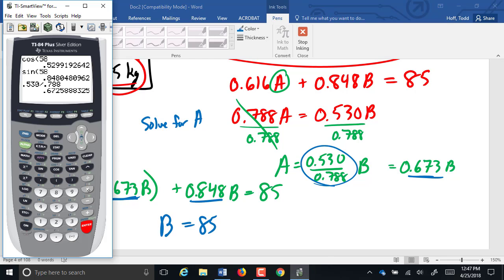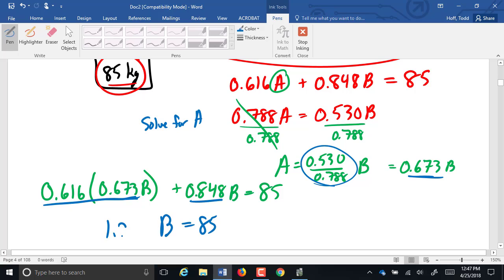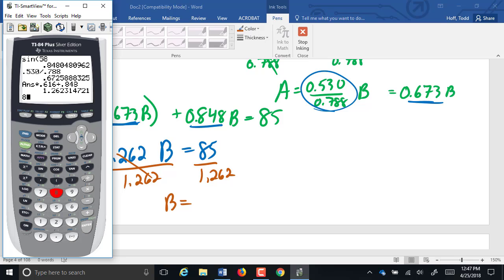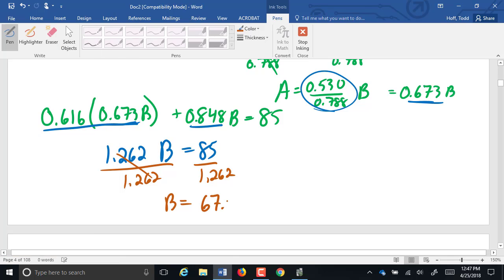So I'm going to combine 0.616 times that number, that's what's in my calculator, times 0.616, plus the 0.848 is 1.262, we'll go with. So 1.262B equals 85. Now to solve for B, divide by 1.262. So B equals 85 divided by that previous answer: 67.34 kilograms of force on B.